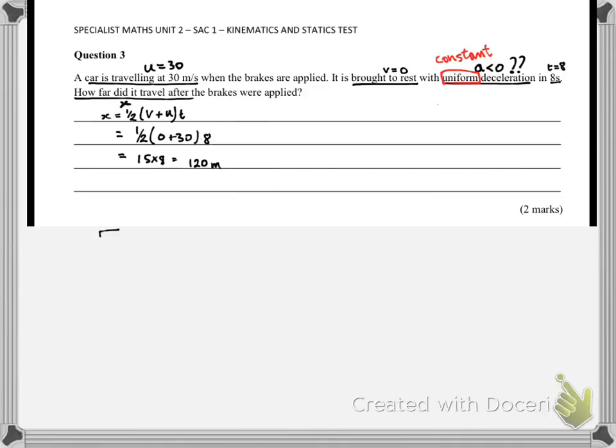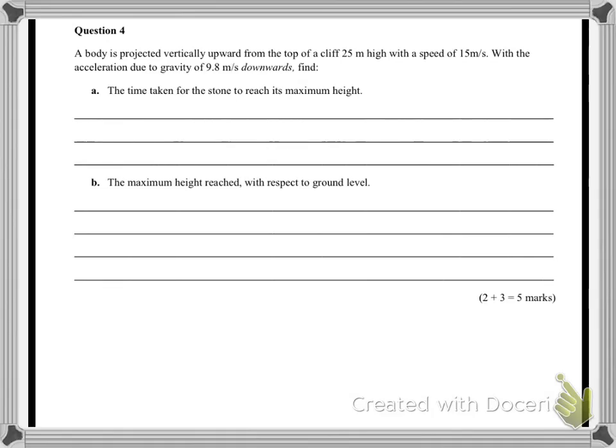Alright, let's look at the next one. So a body is projected vertically upwards from the top of a cliff 25 meters high with a speed of 15 meters per second with the acceleration due to gravity of 9.8 meters per second downwards. Okay, so again we've got a constant deceleration of 9.8 meters, so we're going to use the same kind of formulation, the SUVAT formulas.